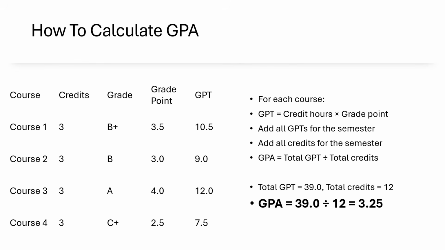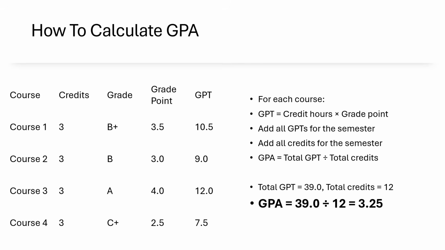The grade point for B plus, as you've seen earlier, is 3.5. The grade point for B is 3.0, in that order. So we have 3 times 3.5, which is 10.5. It's the credit hours times the grade point that gives us the GPT. So we add 10.5 plus 9.0 plus 12.0 plus 7.5, adding all together is going to give us the GPA, which is what?